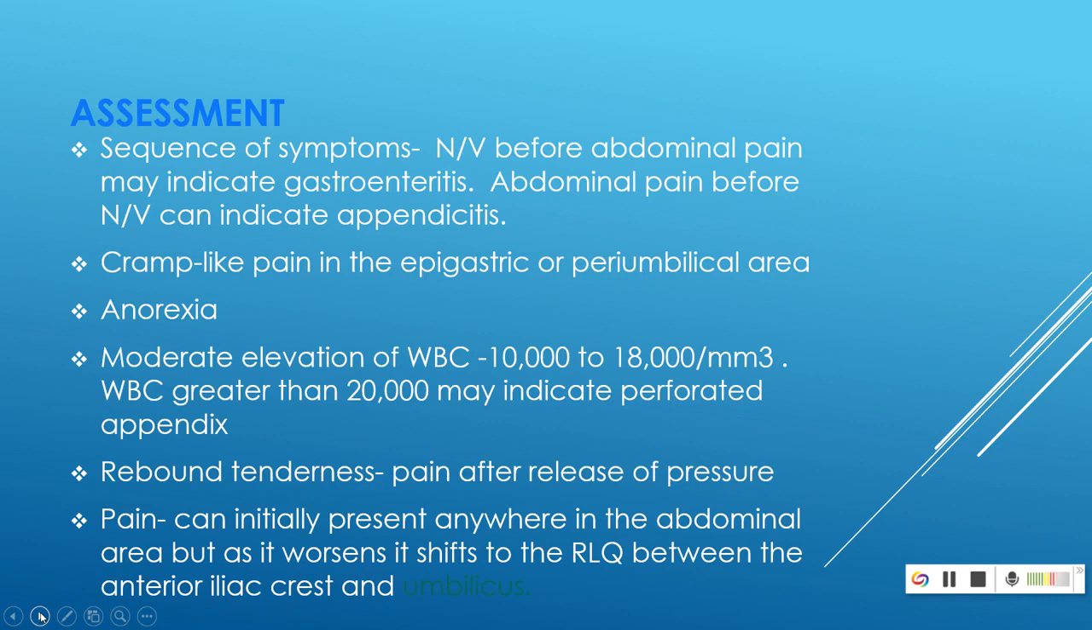Assessments. Sequence of symptoms. This is important when you're assessing anyone that comes in with complaints of GI issues. For appendicitis, usually the abdominal pain is before the nausea and vomiting. The abdominal pain itself is what can be causing the nausea and vomiting. The pressure from the appendix swelling can cause the nausea and vomiting.